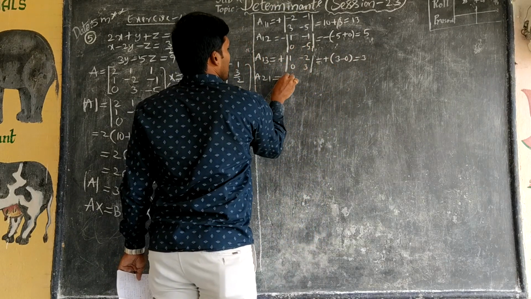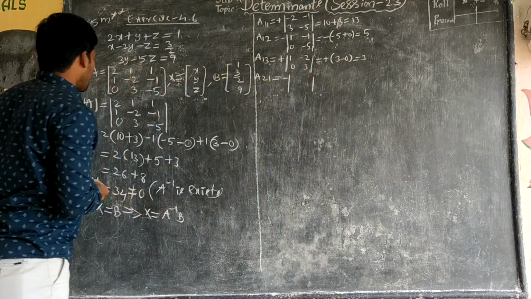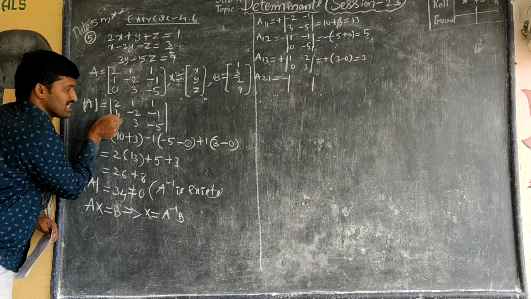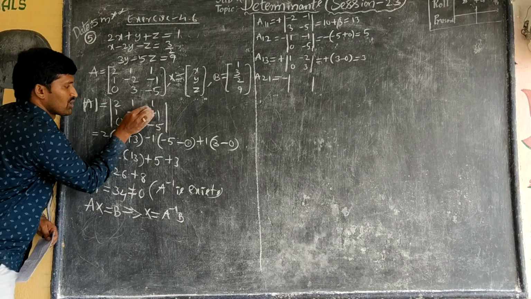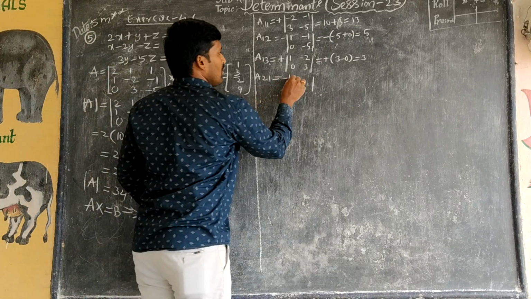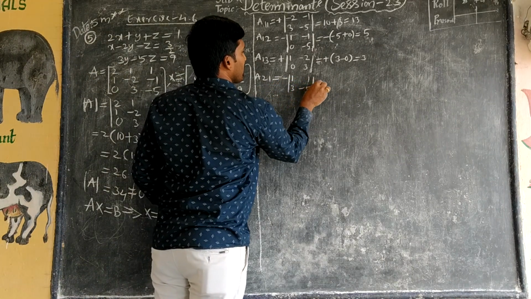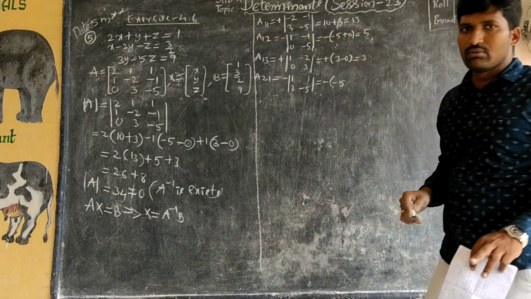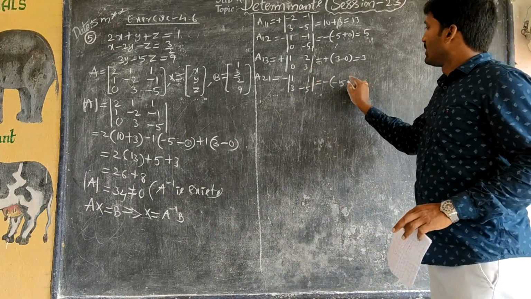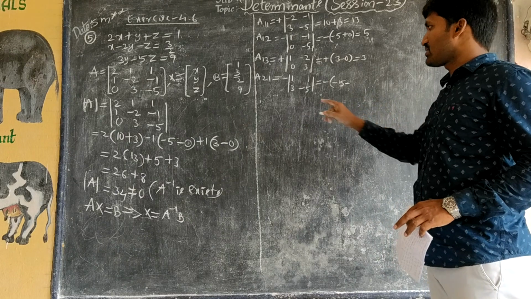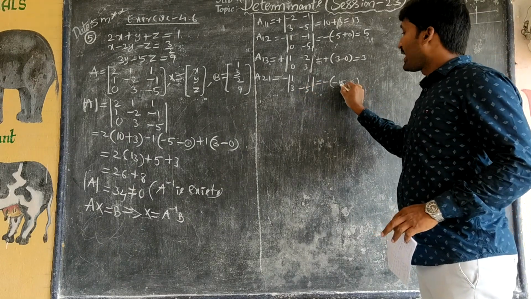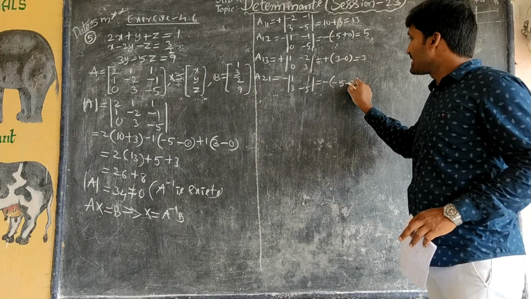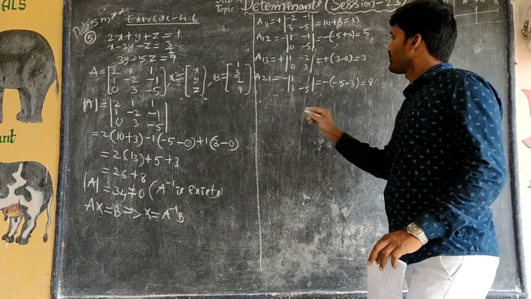Next, second row, first column. Sign is minus. For this element we need to find, the second row, first column will remain 1, 1, 3 minus 5. Minus of 1 into minus 5, minus 5, and 3 into 1, 3. Minus 5 minus 3, minus 8. Minus of minus plus 8.